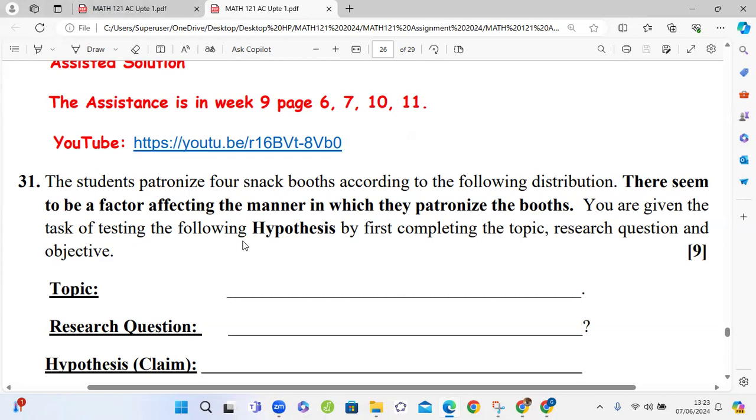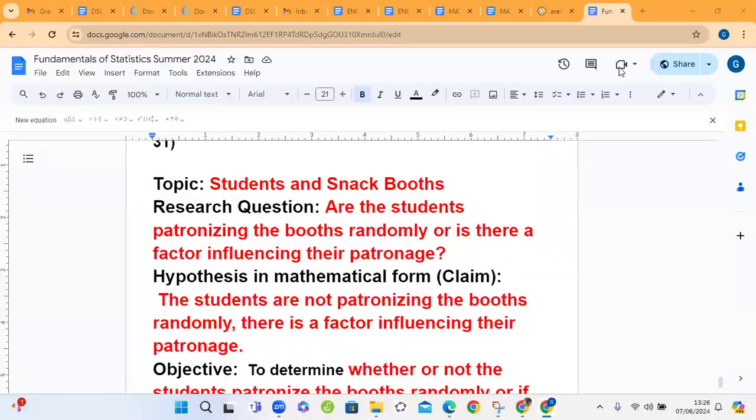You are given the task of testing the following hypothesis by first completing the topic, research question, and objective. So the topic is students and snack booths. If you want, you can modify the topic. And the research question is, are the students patronizing the snack booths randomly, or is there a factor influencing their patronage? How they go to the snack booth?